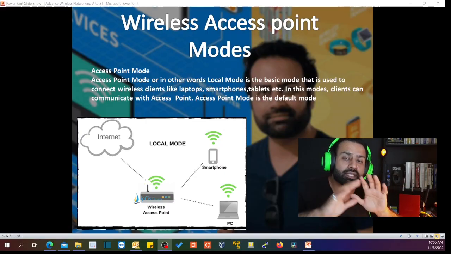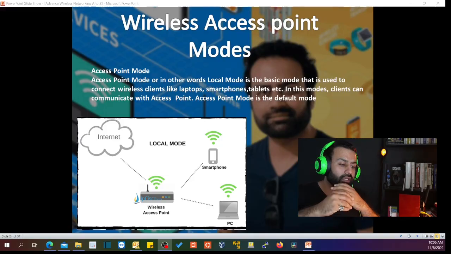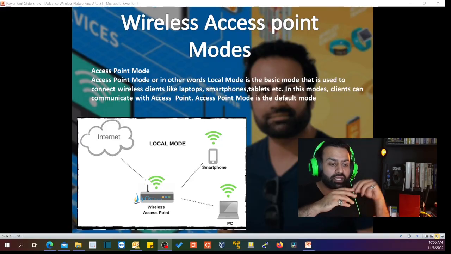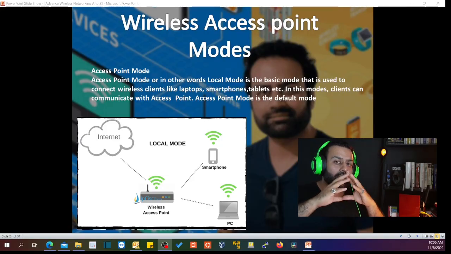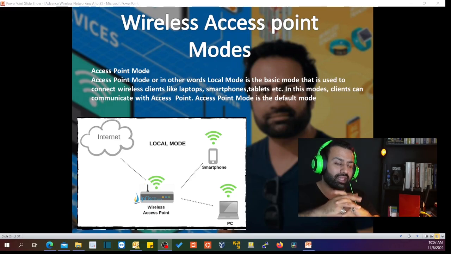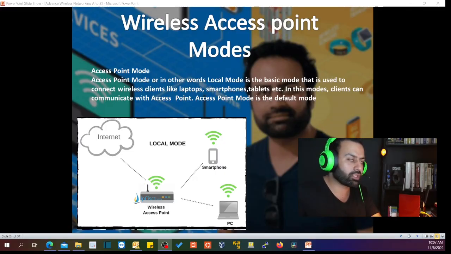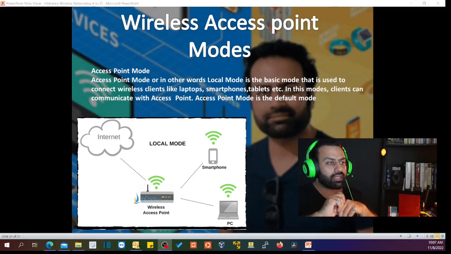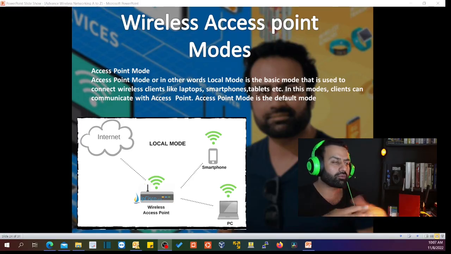All right, the first thing is access point mode. One of the important things that I want to share with all of you today is that almost every wireless access point that you purchase does come with the access point mode. Just keep in mind, this is going to be a question during an interview as well. You may encounter a question: what mode does a wireless access point come with? Do you know what's the default mode of a wireless access point? Of course your answer should be access point mode.